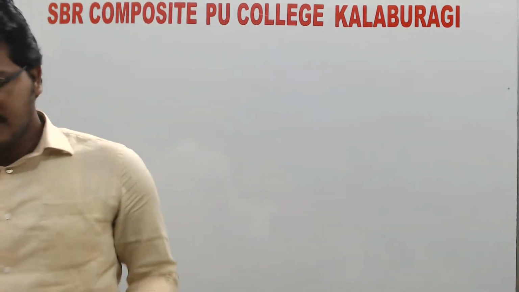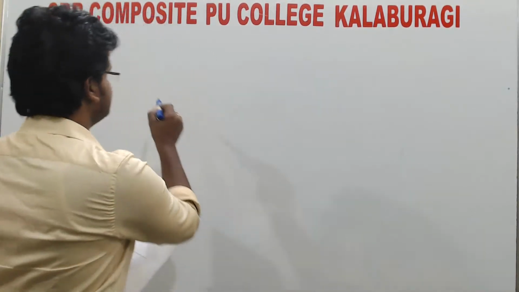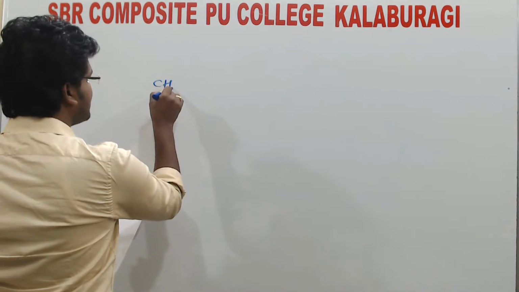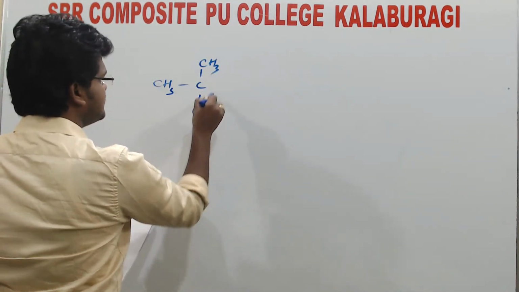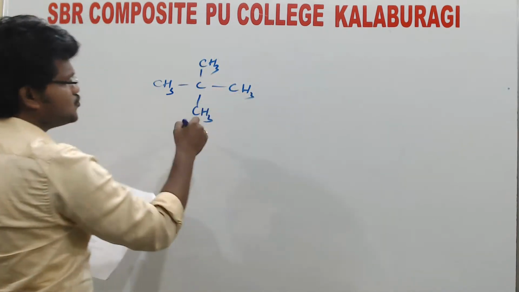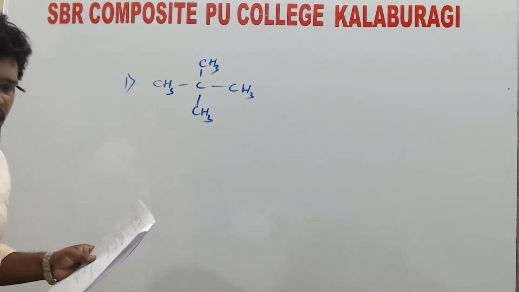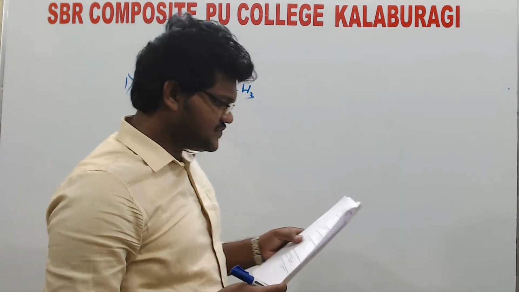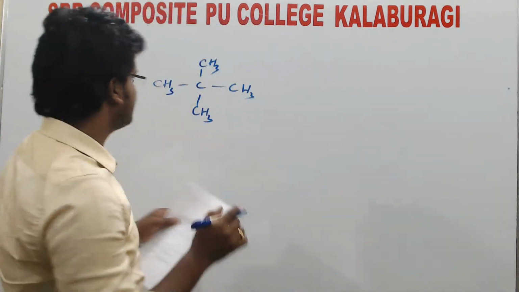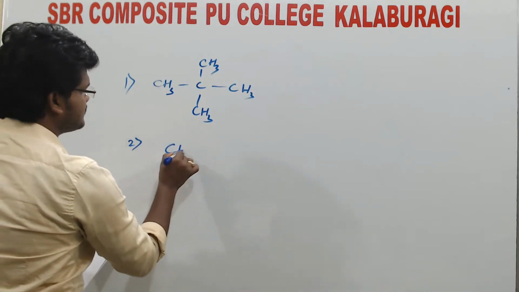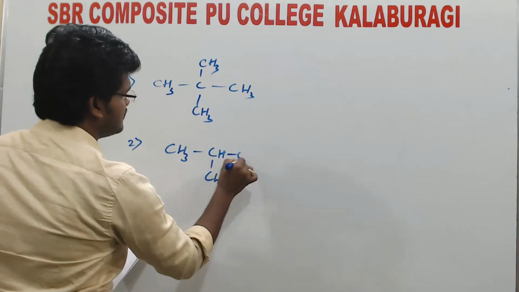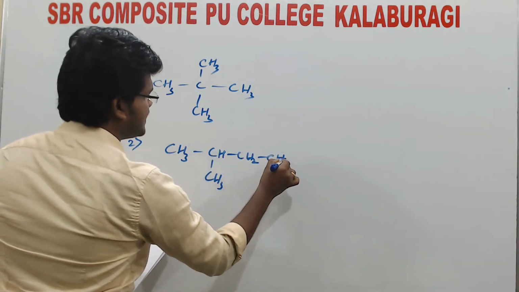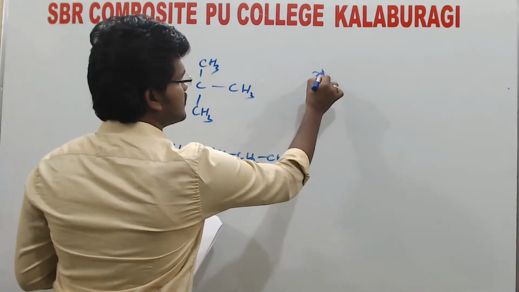So they have given 4 options. Which of the following is volatile? They said one is 2,2-dimethyl propane. 2,2-dimethyl propane in the sense CH3, CH3, CH3. Correct? So this is 2,2-dimethyl propane, option number 1. Second one is 2-methyl butane. 2-methyl butane.